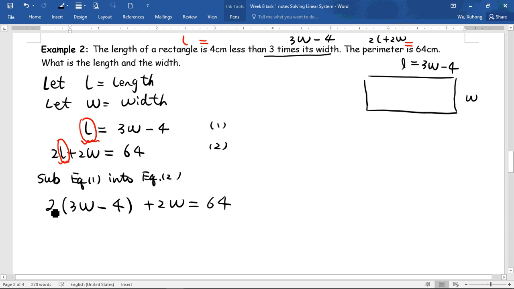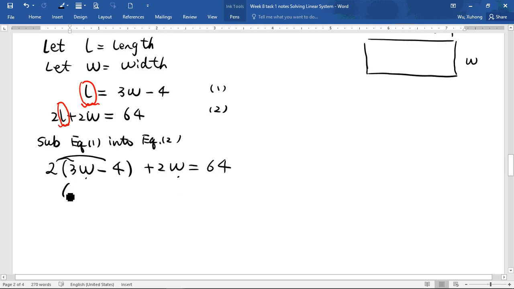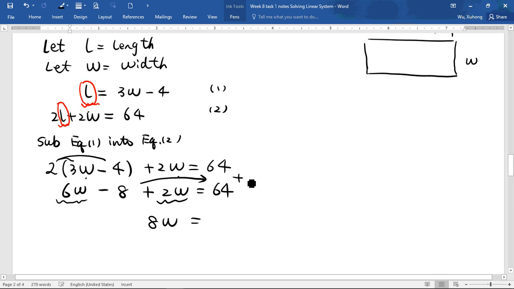Then W appears twice. We need to get rid of the bracket. We couldn't do the isolation now. So 6W minus 8 plus 2W equals 64. Then we collect the like terms, put the W on one side and the number on the other side. So 6W plus 2W is 8W. Minus 8 moved to the other side is plus 8. So 64 plus 8, you have 72.